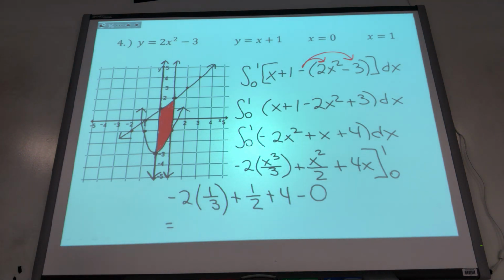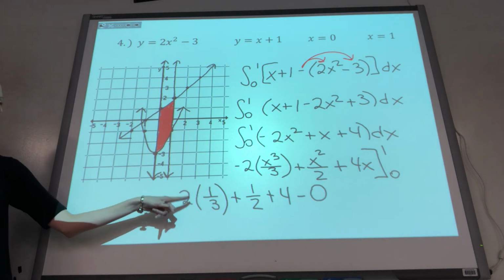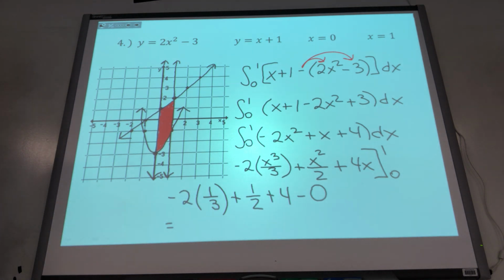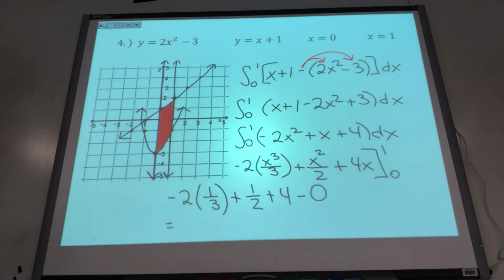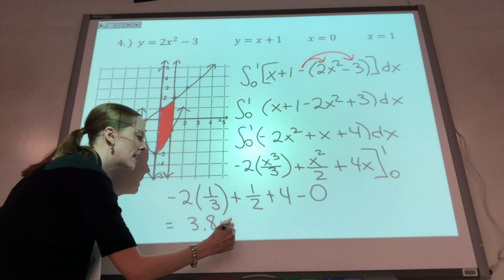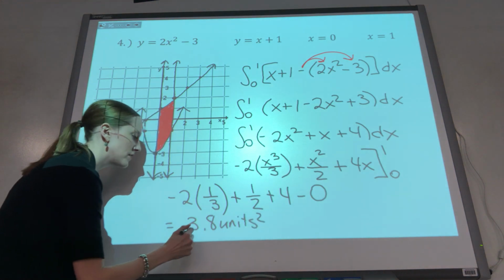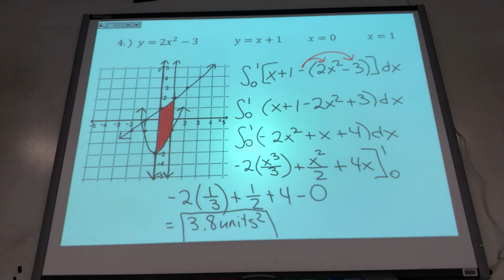So when I type this in, this right here is like a -2/3. So -2/3 plus 1/2 plus 4, it's like a 3.83 with the 3 repeating. I'm just going to round it off to 3.8 units squared. Okie doke. Any questions on that last one?